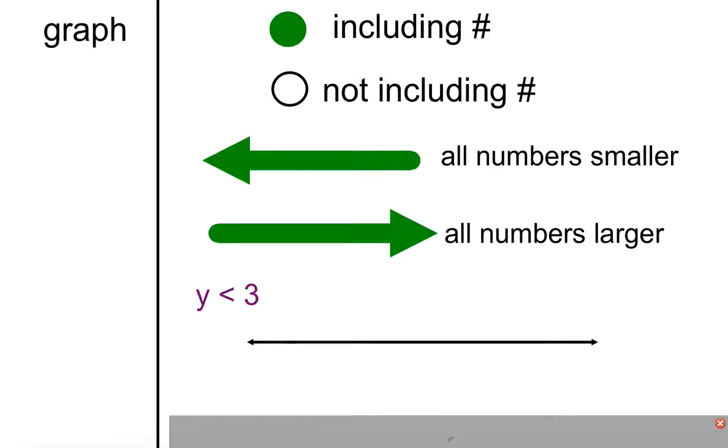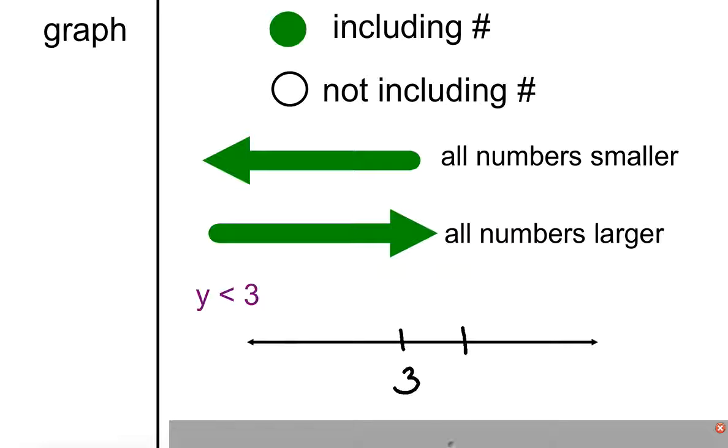So let's look at this first one. In your notebook, I want you to write y is less than 3. Draw a line. You don't have to write all the numbers. We just need 3. We need the number bigger than 3, which would be 4, and the number less than 3, that would be 2. Now this says y is less than 3, meaning it's not going to include 3, so we put an open circle around 3.